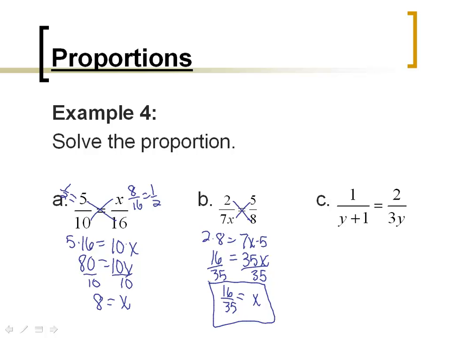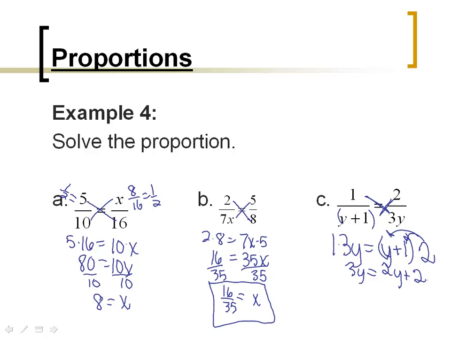Let's look at C here. Now there's a very important thing to know about this problem. When you've got y plus 1 in the bottom, anytime you've got more than one term in the top or bottom of either side, you have to put parentheses around it. So when I multiply across and do my cross products property, A times D, so 1 times 3y equals y plus 1, B times C. Well, 1 times 3y is just 3y. To get rid of these parentheses, you have to distribute. 2 times y is 2y, plus 2 times 1 is 2.